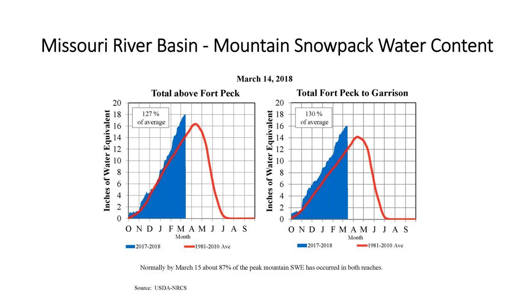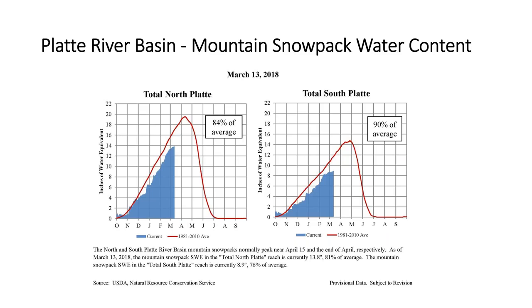So taking a look at the Platte River Basin, here's a similar figure for the North and South Platte River Basins coming out of Wyoming. As of March 13th, the mountain snowpack snow water equivalent in the total North Platte reach was about 13.8 inches, and here it's about 81% of the average. So getting close to average conditions or 100% of the normal. Still need a bit of snowfall to reach that average condition. Mountain snowpack in the South Platte is currently at about 8.9 inches of snow water equivalent, or about 76% of the average. Each of these basins generally reflect the slightly below normal snowpack observed in the eastern portions of Wyoming.